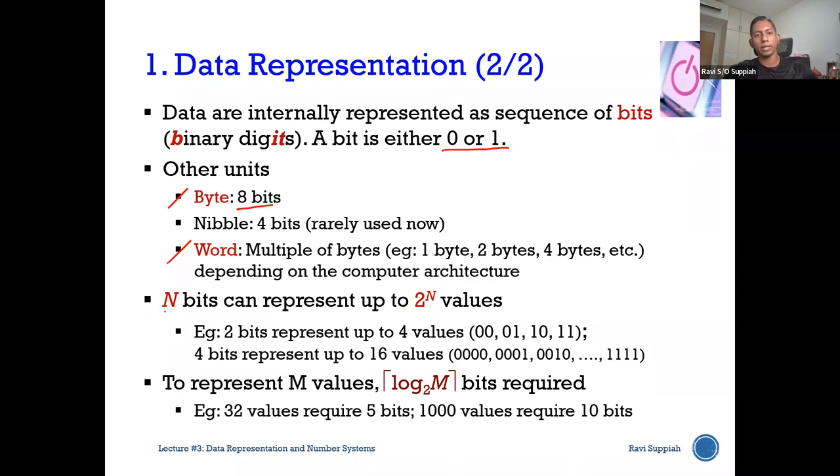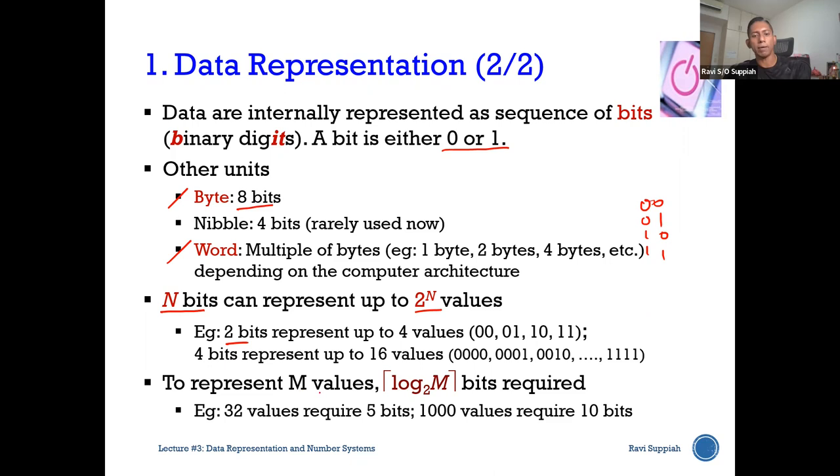Since each bit represents 2 values, n bits can represent 2^n values. So if I have 2 bits, I can have 4 different values: 00, 01, 10, and 11. Similarly, if I have 4 bits, I have 2^4, which is 16 values, and so on. It all relates to this 2^n, depending on the number of bits we have.